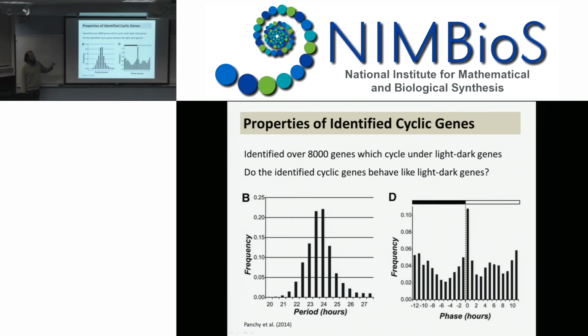Similarly, when we look at the phase of expression, remember, this is when the peak expression occurs, we find that there's basically 2 points of bias. One at 0 hours, so that's basically at simulated dawn, and the other, it's a little harder to see, but it's there, at basically the transition from light to dark, at the simulated dusk.